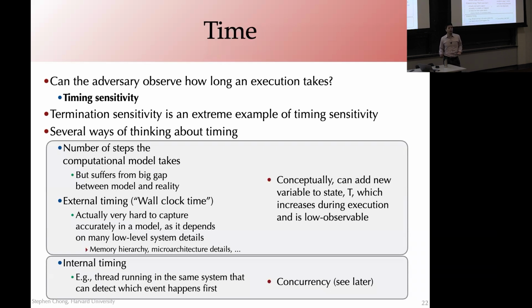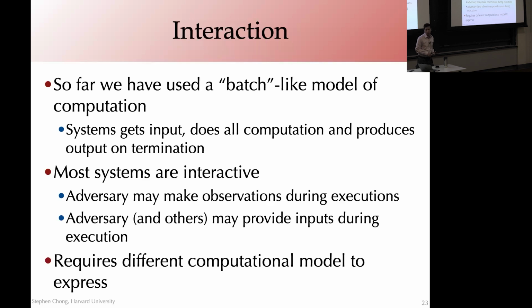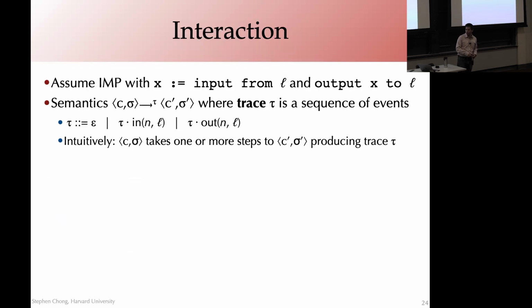One of those areas where we want to be more precise is interaction. We've so far been looking at this batch-like model: the system gets all the input, does all the computation, and produces an output. But of course, most systems are interactive. An adversary makes observations during the execution, and inputs are provided throughout execution. So we can extend our IMP program to try to capture this.